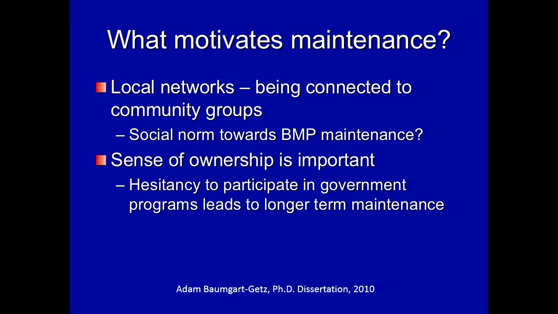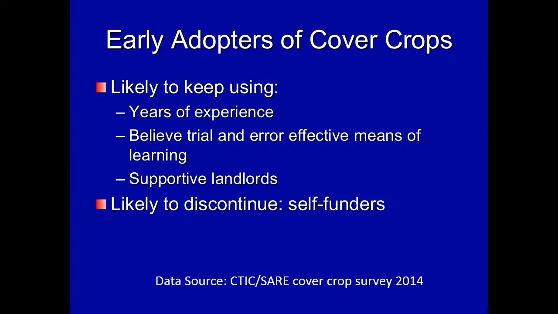We just did a study of early adopters of cover crops, which will hopefully be coming out soon. We found there that farmers are likely to keep using cover crops if they have more experience, if they believe trial and error is an effective means of learning, and if they have supportive landlords. They're more likely to discontinue use if they're self-funding, so if they're not getting government money. So there's something here with the role of cost share that I think we really need to tease out more. I don't see a lot of that in the literature.